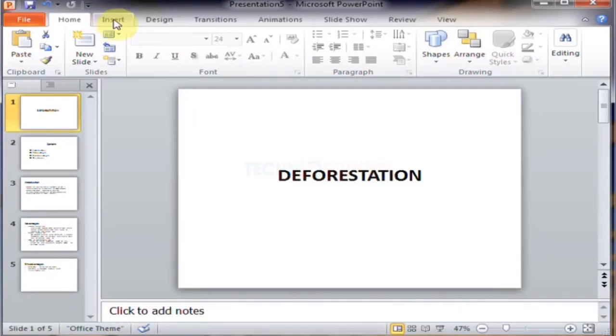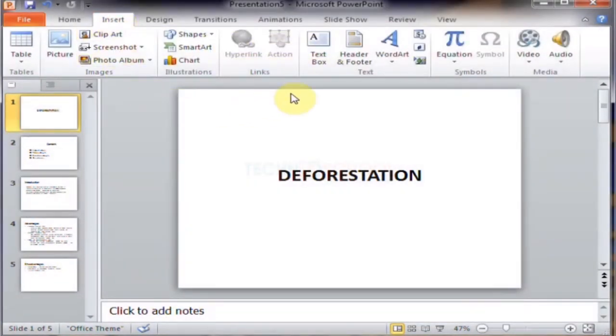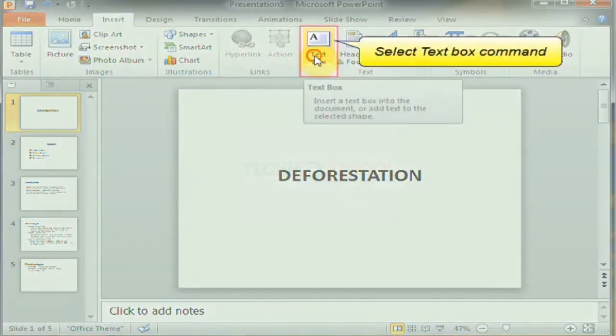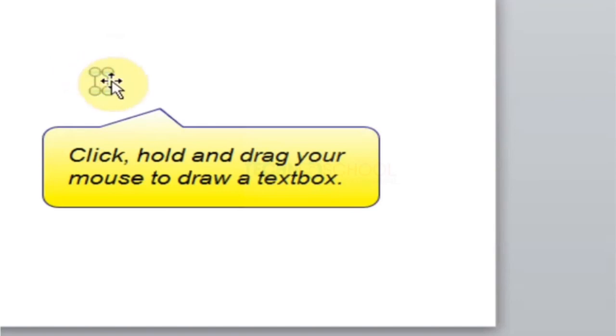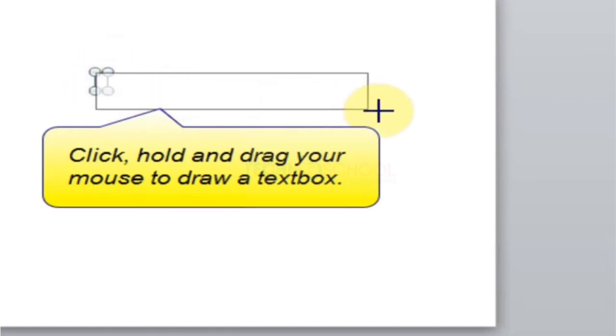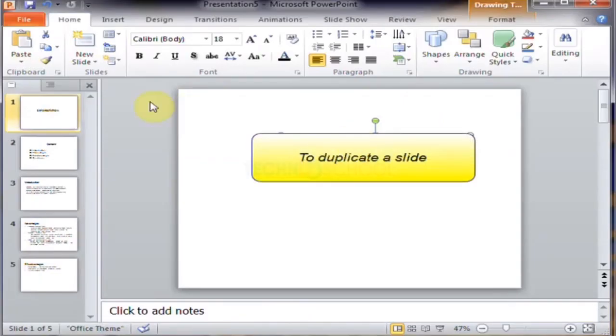To insert a text box, click the Insert tab and select the Text Box command. Your cursor will turn into an upside-down cross. Click, hold, and drag your mouse to draw a text box here, like this.